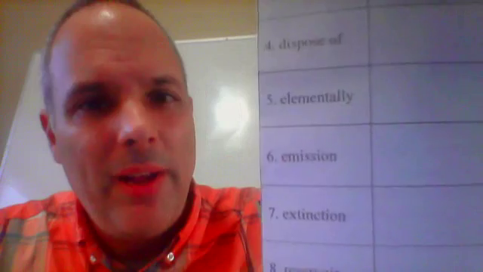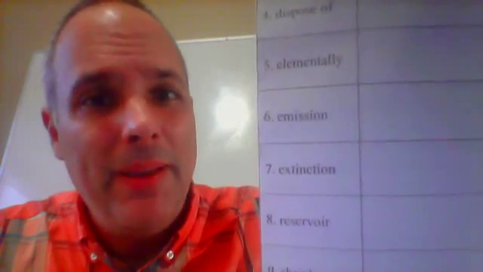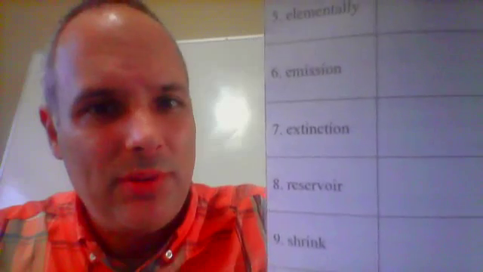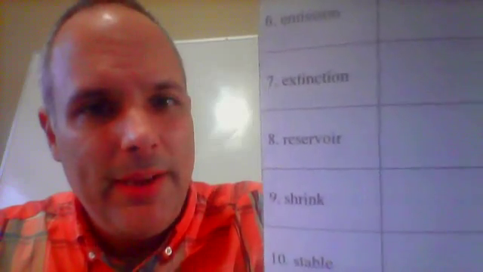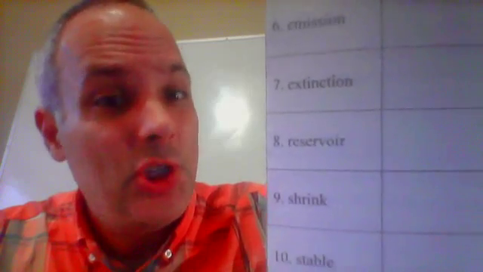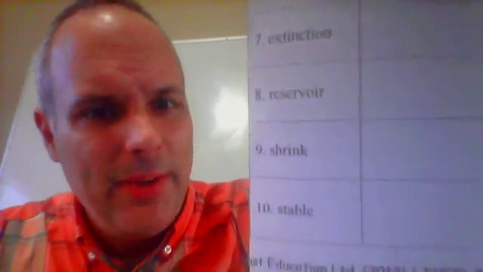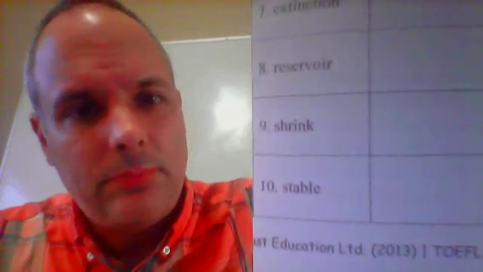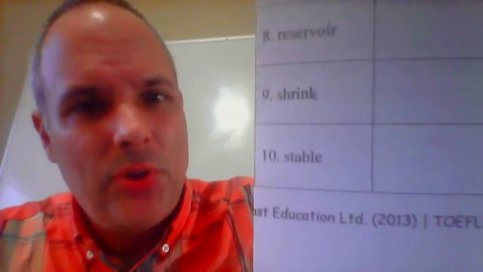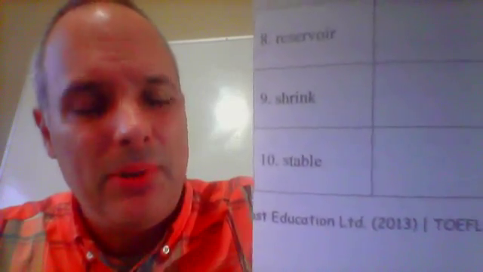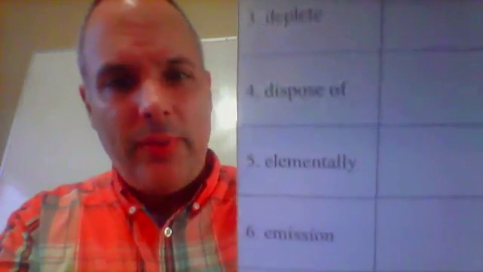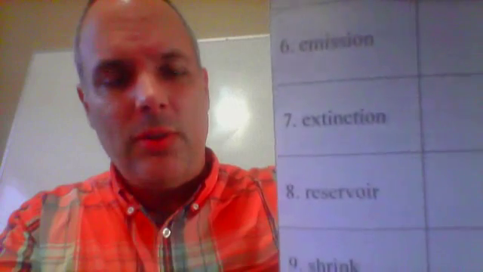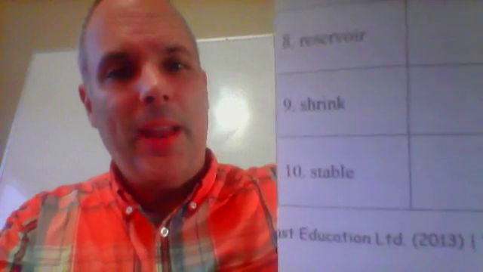Number 5, elementally. Number 6, emission. Number 7, extinction. Number 8, this word is French. Reservoir. Number 9, shrink. And number 10 is stable. Again: constraint, contamination, deplete, dispose of, elementally, emission, extinction, reservoir, shrink, and stable.